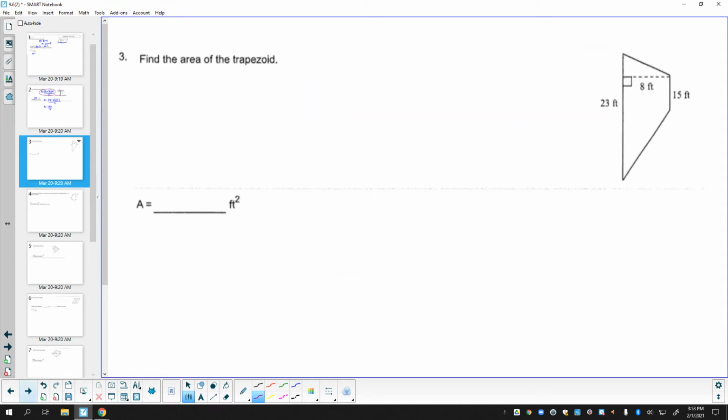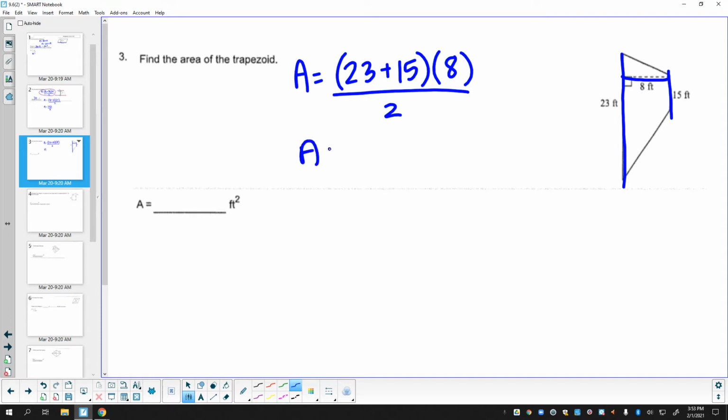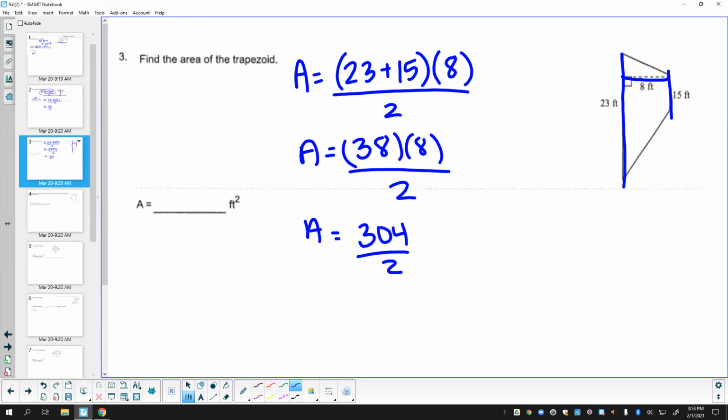Now, they'll switch up the shape on you a little bit. Again, for a trapezoid, the bases are the ones that run parallel, meaning they're never going to touch. So these two right here would be our bases. I'm going to add up my bases, so I'm going to take 23 plus 15, and multiply it by the height, which is the distance between those two, in this case 8, and divide that by 2. When I add up 23 and 15, that gives me 38. Multiplying that by 8 up on the top, I'm going to have 304. And I need to divide that by 2, which gives me an area of 152.